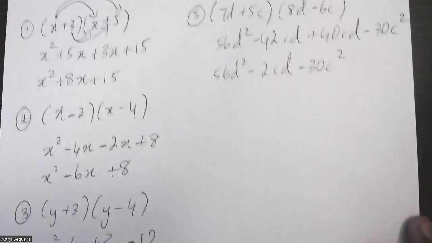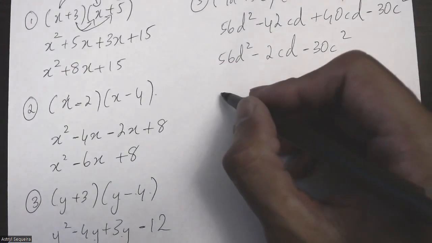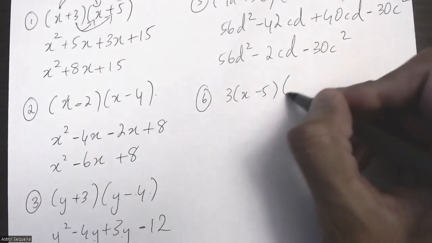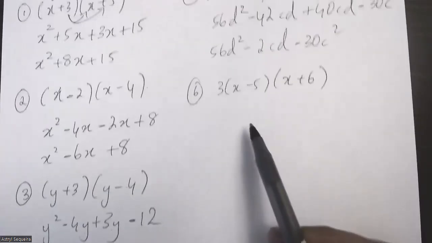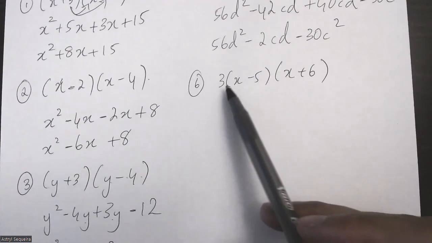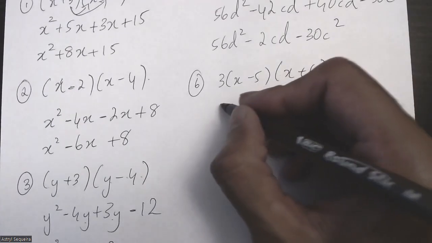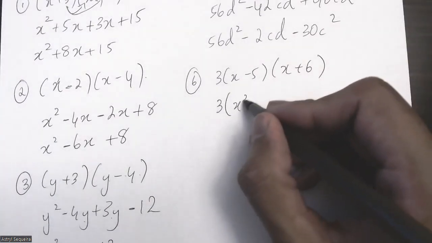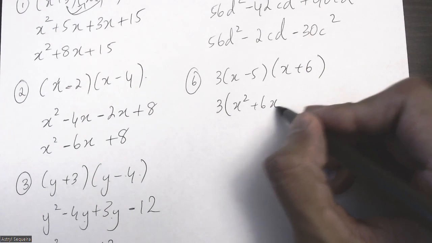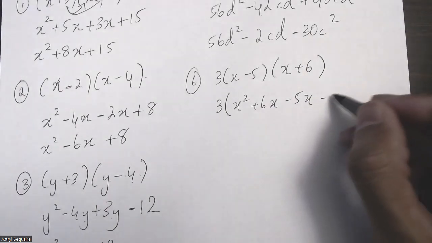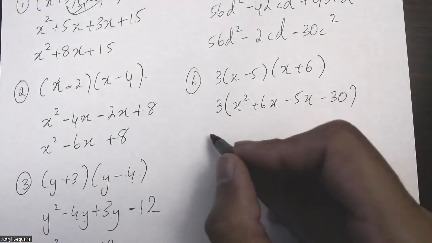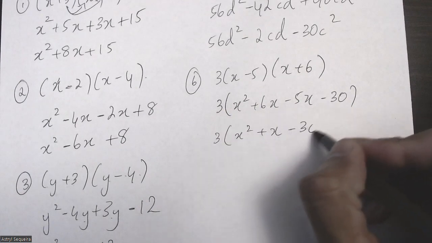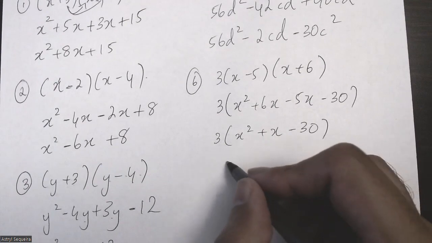We can also have larger equations. For example, we can have 3 times x minus 5 times x plus 6. So now we have a constant out here. Now there are multiple ways to do these questions, but I always FOIL first. So I'm going to do that, but make sure you keep a bracket. That's x squared plus 6x minus 5x minus 30. And then I combine like terms there in the middle. That's just going to be positive 1x. And then I multiply the outside number inside.